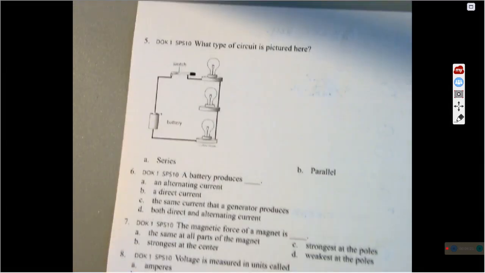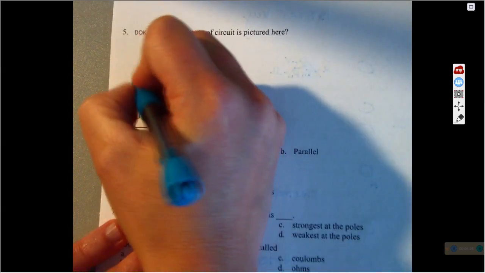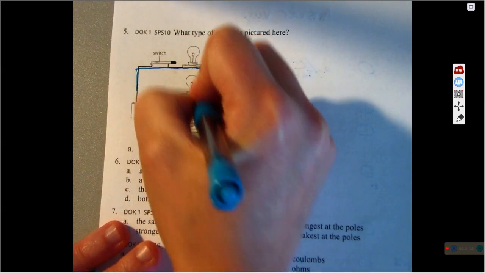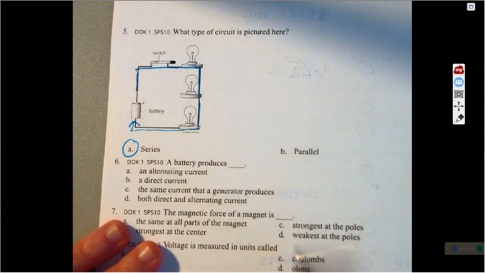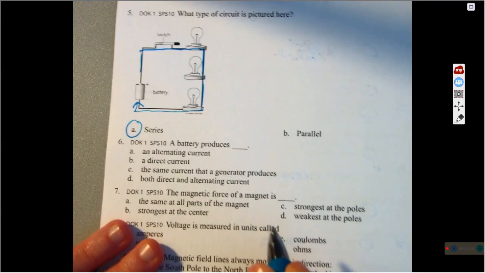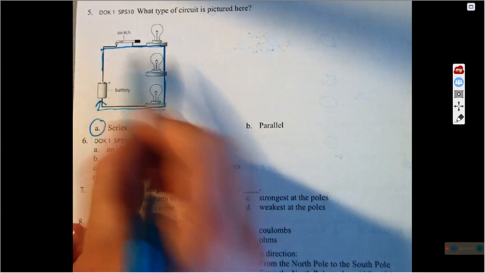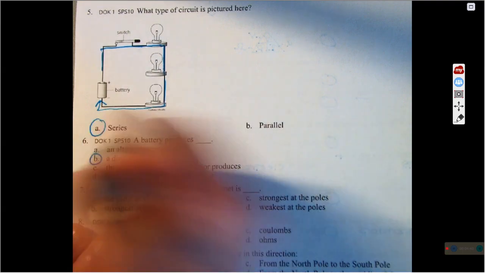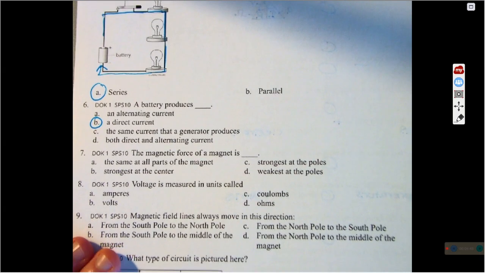Okay, so we're going to flip to the back and we are going to look at the top. It says, what kind of circuit is this? Well, I notice that there is only one path for the electrons to flow. And if there's only one path, that makes it a series circuit. A battery, since it has two ends and electrons flow from one end and into the other, is going to produce a direct current. The battery is not spinning or reversing, so it's not an alternating current.